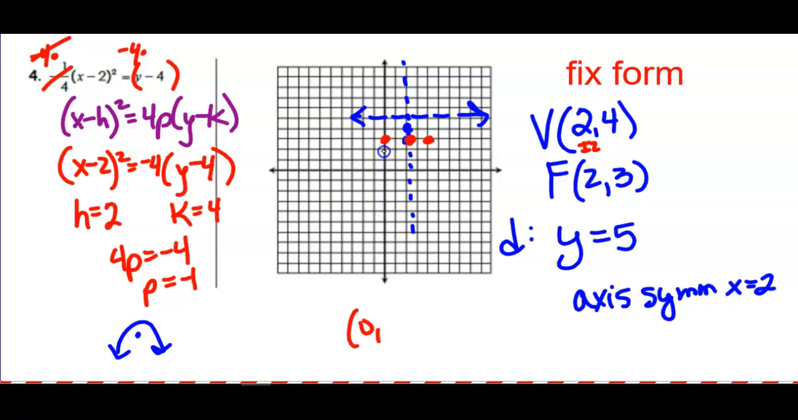What did I do wrong? No, it's not 0, 4. It's from the focus. I went from the vertex. There we go. So it should be 0, 3. And add 2 would be 4, 3. And that just gives us a couple points to graph it.